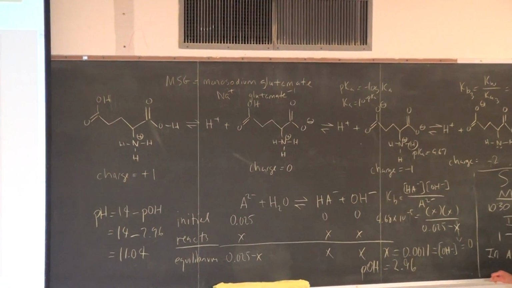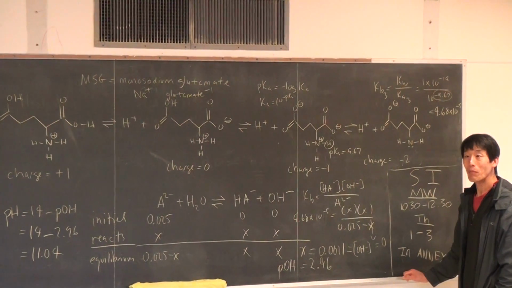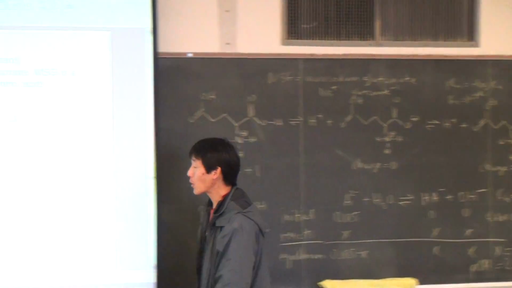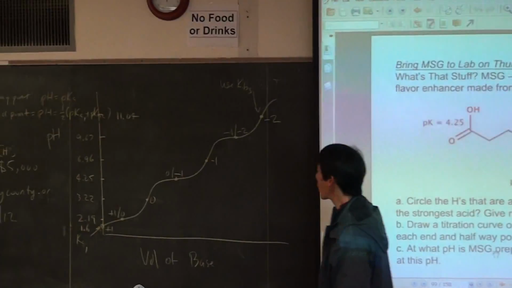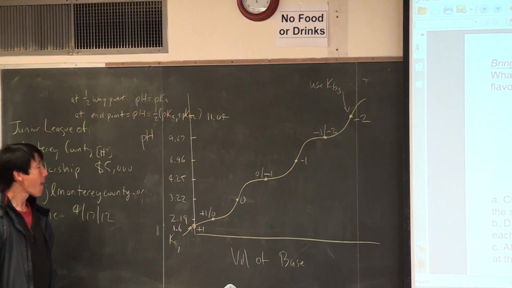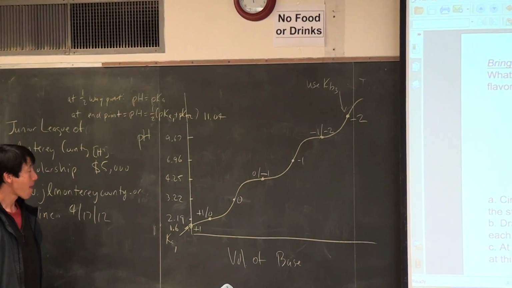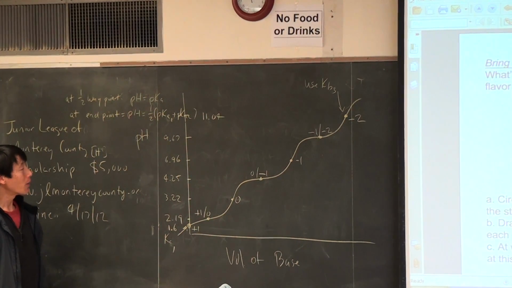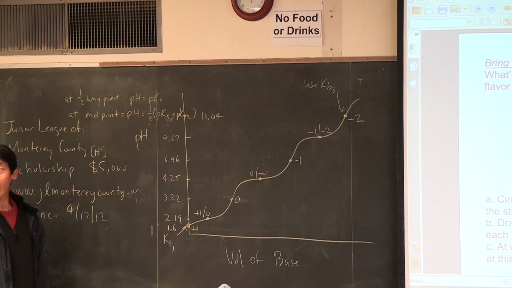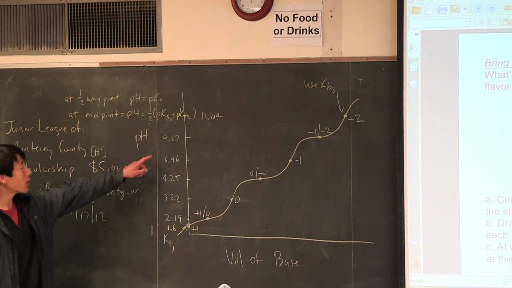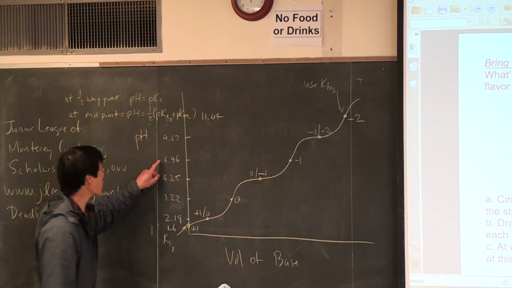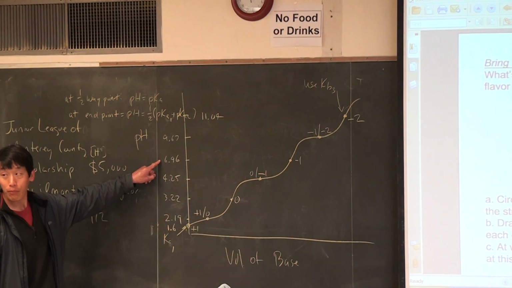So at what pH is MSG prepared then? Let's take a look at our titration curve. The pH at which glutamic acid has a charge of -1 is 6.96, because we have a charge of -1 here. And that corresponds to 6.96.